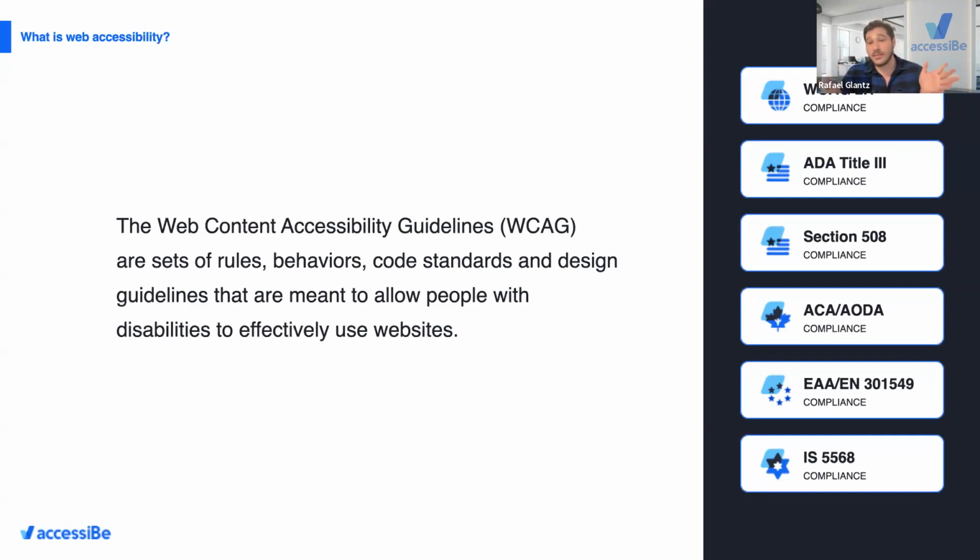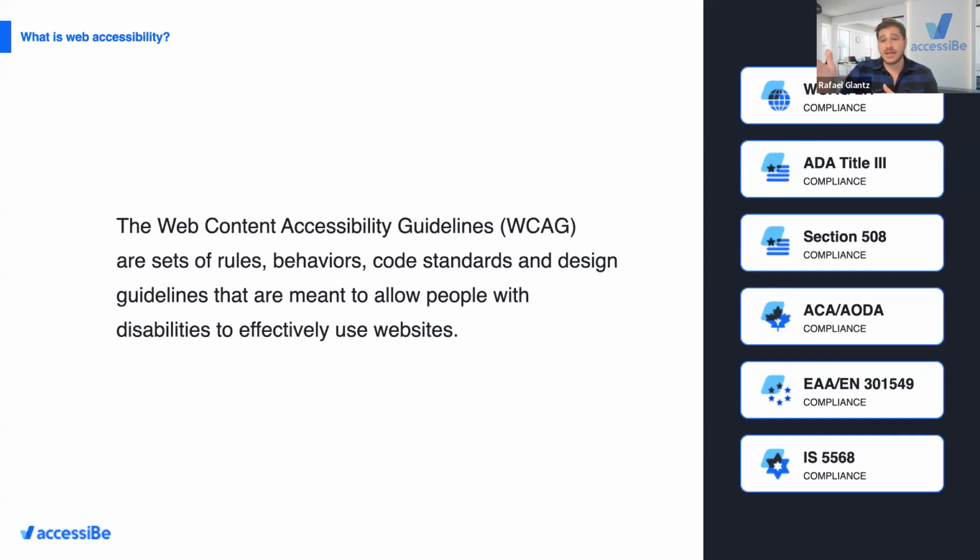The Web Content Accessibility Guidelines, or WCAG, are sets of rules, behaviors, code standards, and design guidelines meant to allow people with disabilities to effectively use websites. And the word effectively is important there. It's not equal, not always. I can't give somebody who is 100% blind an equal experience on Netflix, but I can make sure they'll be able to perform all the same actions, extract all the same information, and have an equivalent experience.